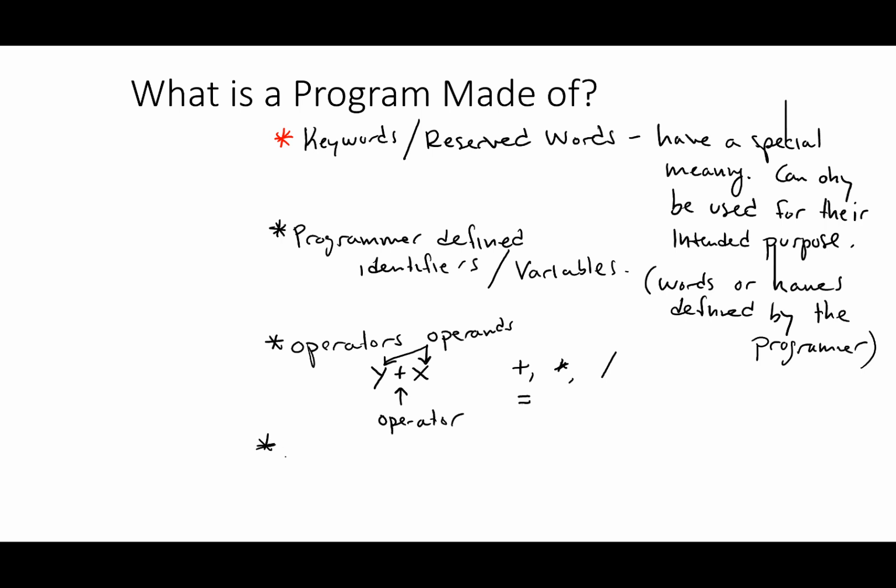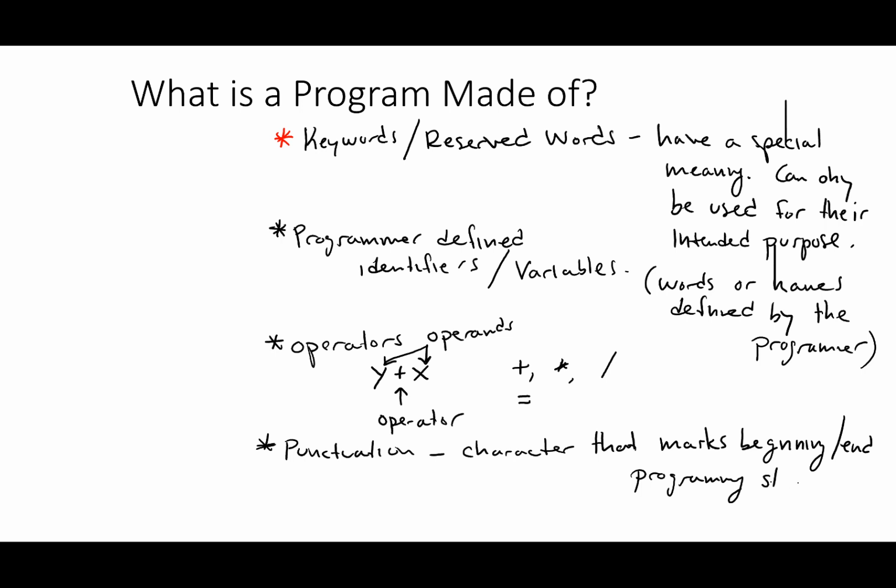The next thing that all programs have is punctuation. If you think about the English language, when you're writing a sentence, you put a period at the end. That period marks the end of the sentence. What punctuation does in your program is mark the beginning or end of programming statements. So this is basically a character that marks the beginning and end of programming statements.